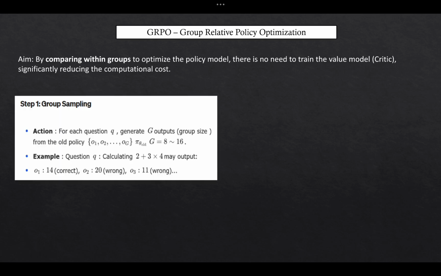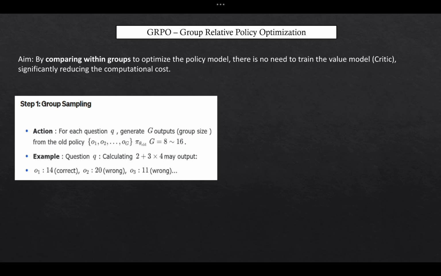This GRPO comprises three steps, and the first step is group sampling, where for a given set of questions we sample a question, and then it will generate a group of answers or outputs, right? It will use the existing old policy to generate these outputs, which are nothing but O1, O2, till the given group size. Typically this group size varies between 8 to 16.